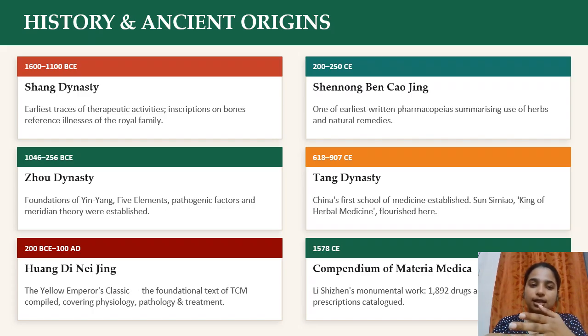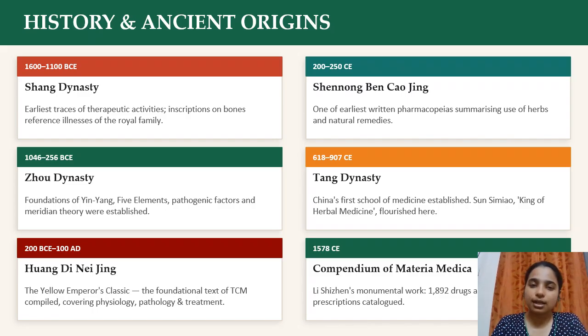Zhou dynasty dates back to 1046 to 256 BC. Zhou dynasty made the foundation of yin and yang as well as the five elements as well as the meridian theory. So the foundation of yin yang, five elements and meridian theory was established under Zhou dynasty. Now coming to the next major milestone, it is Huang Di Nei Jing, which is often referred to as the Bible of Chinese system of medicine.